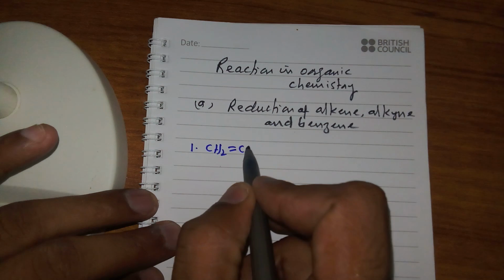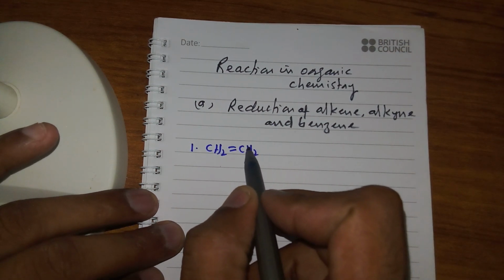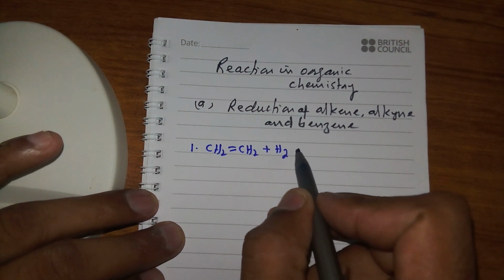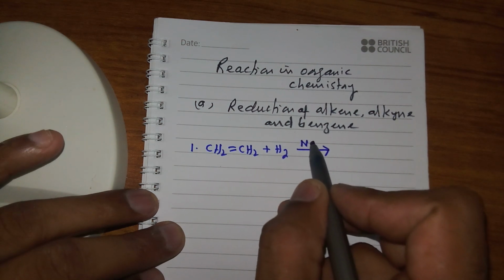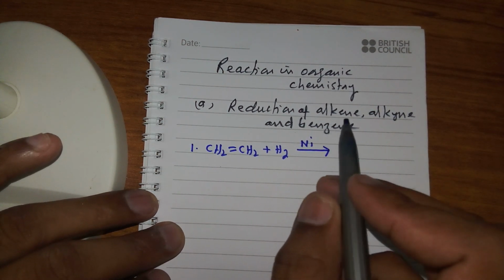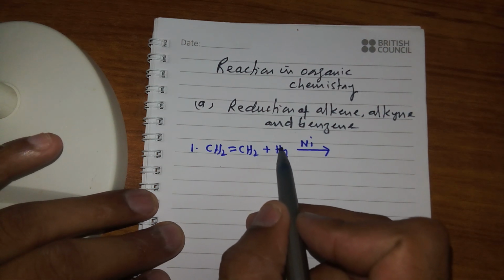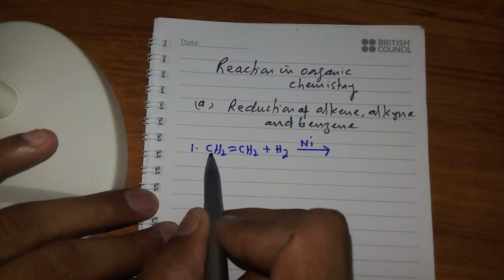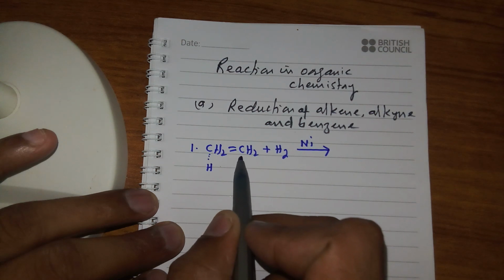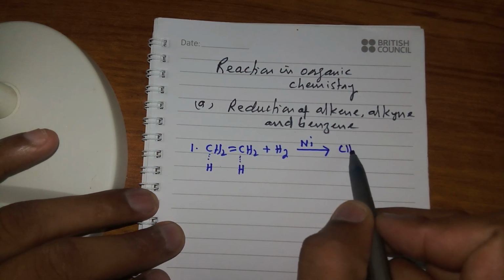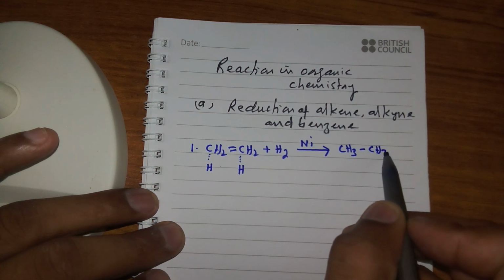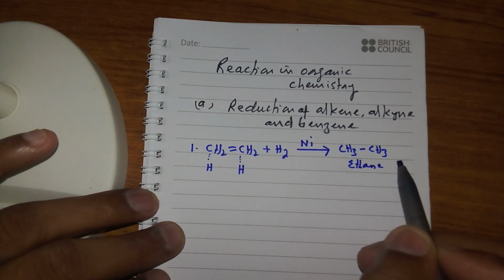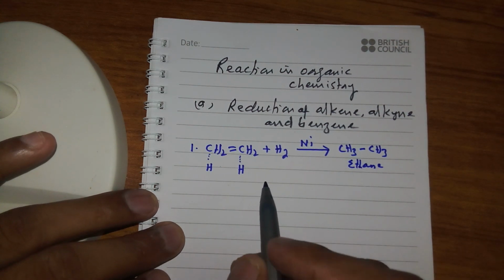First of all, we have CH2 double bond CH2. This is ethene, and this is reduced in the presence of hydrogen, and nickel is used as a catalyst. You can see that we have two atoms of hydrogen. One hydrogen atom will attach to this carbon and another hydrogen atom will attach to this carbon. So the product will be CH3 single bond CH3. This is ethene and this is the formation of ethane.